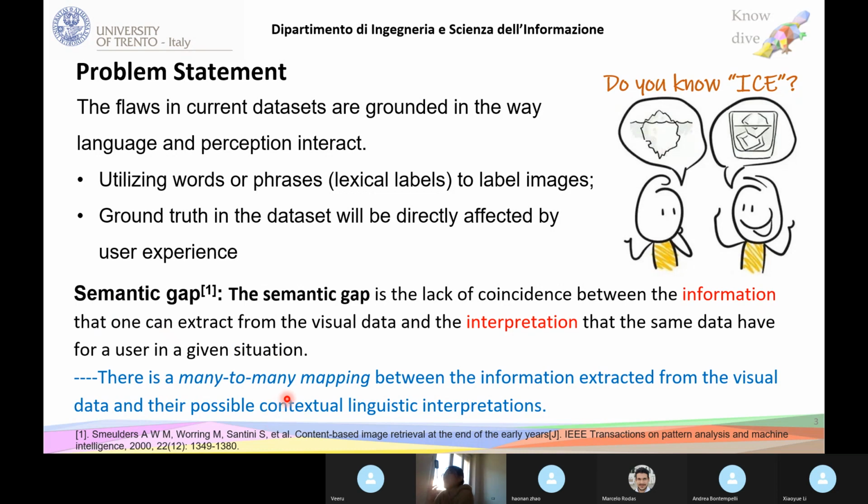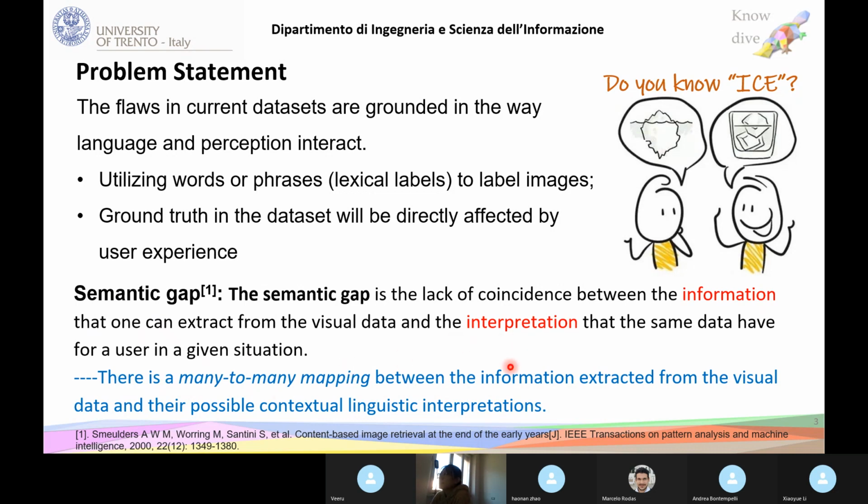The semantic gap is the lack of coincidence between the information extracted from the real data and the interpretation that the same data have for a user in a given situation. In our work, we characterize the semantic gap problem as the fact that there is a many-to-many mapping between the information extracted from the real data and their possible contextual linguistic interpretations.